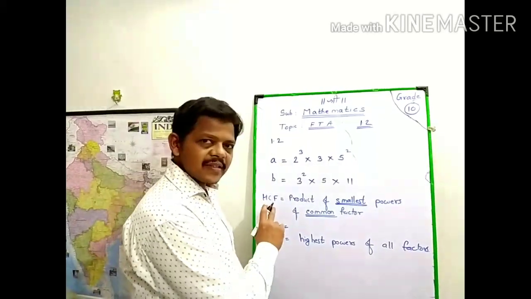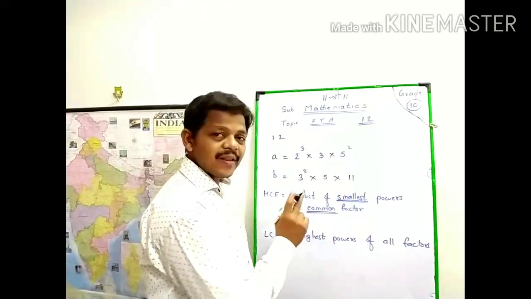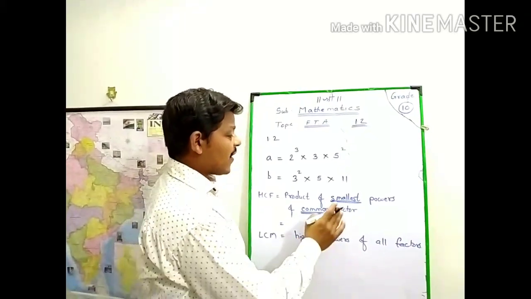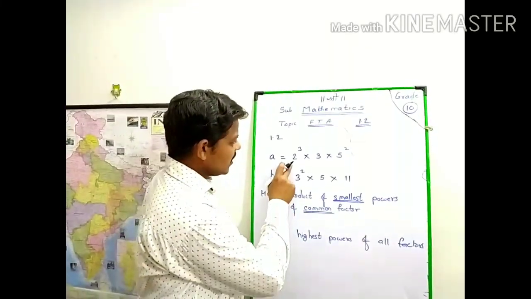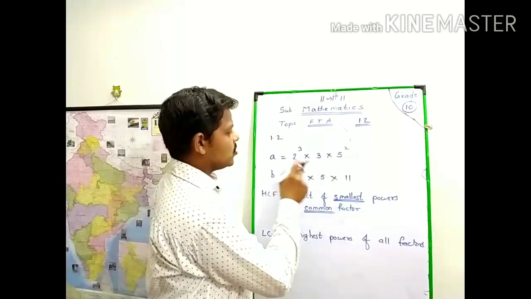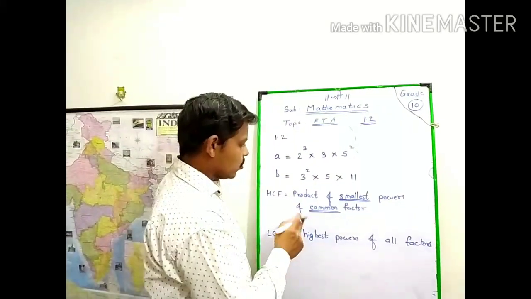Now, what was our HCF? Smallest powers with common factors. Now let me check. Is 2 common to both? No, 2 is only here. So I cannot take 2 over here.